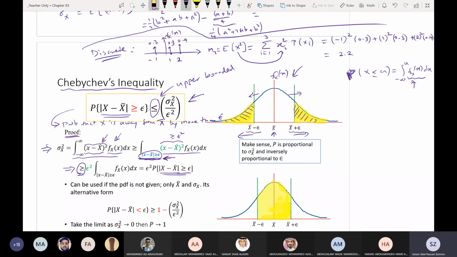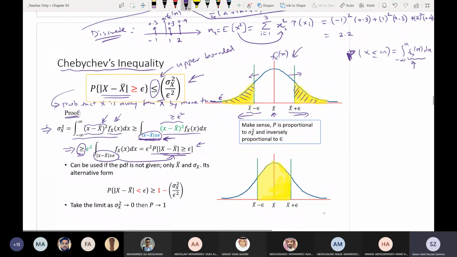Let me just plot the range. It's the probability that x lies within this range. So now, collecting this together and just dividing by epsilon squared, we can see that this probability is less than or equal to sigma x squared divided by epsilon squared. Is that clear? Any questions about the meaning of the Chebyshev inequality and how we proved it?